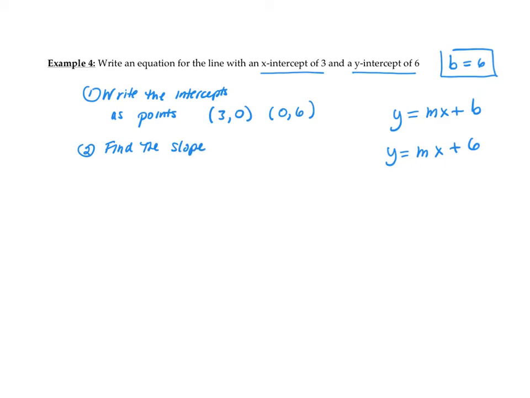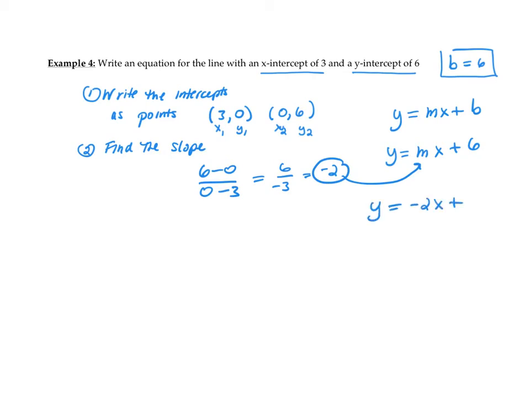So the slope would be 6 minus 0 divided by 0 minus 3. So I'm doing x1, y1, x2, y2. All right, 6 minus 0 is 6. 0 minus 3 is negative 3. That gives us negative 2 for our slope. So to finish off our equation, we're going to plug in negative 2 for m, and we have y equals negative 2x plus 6.